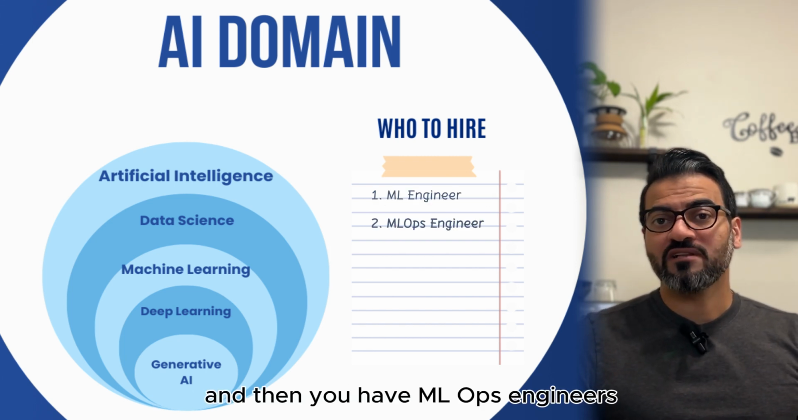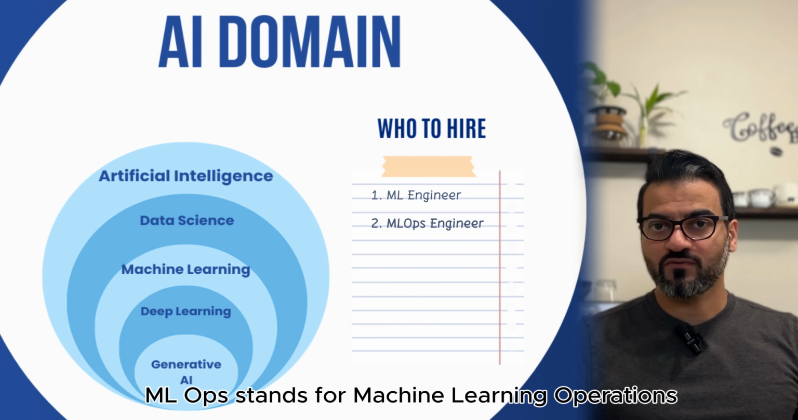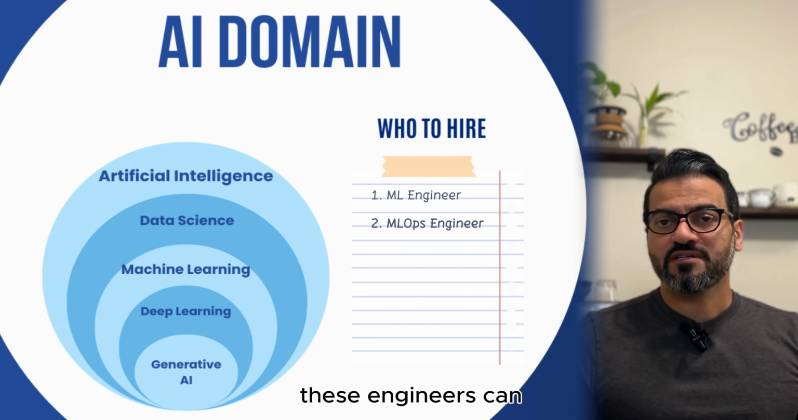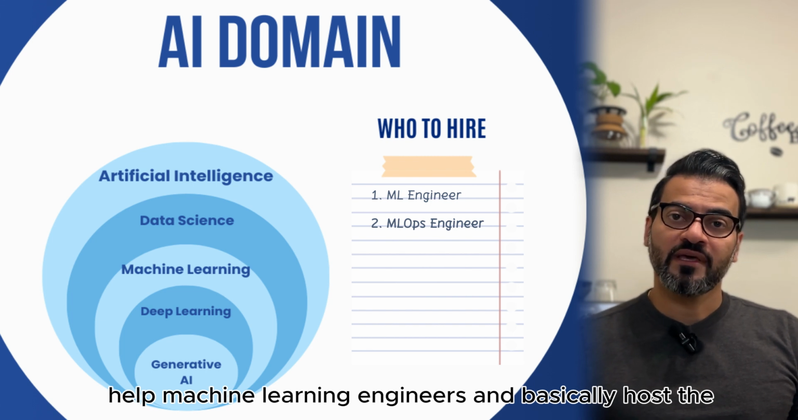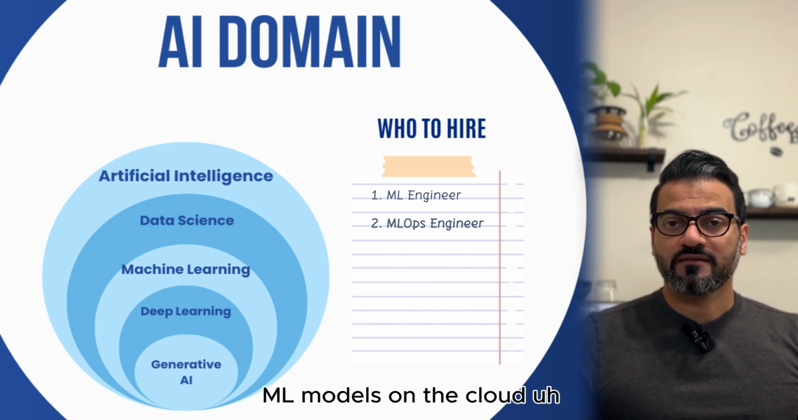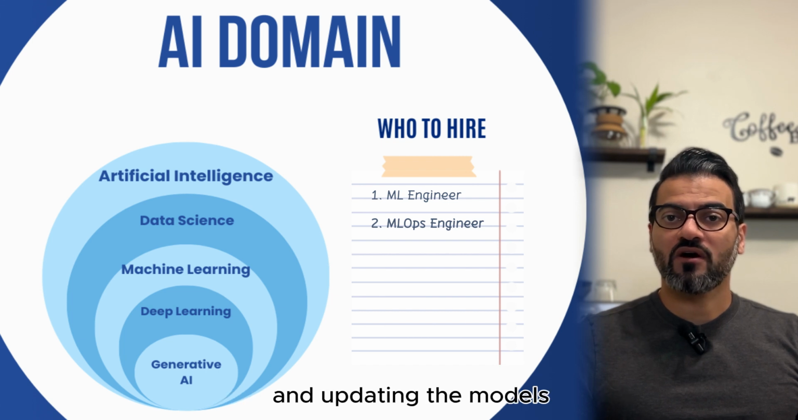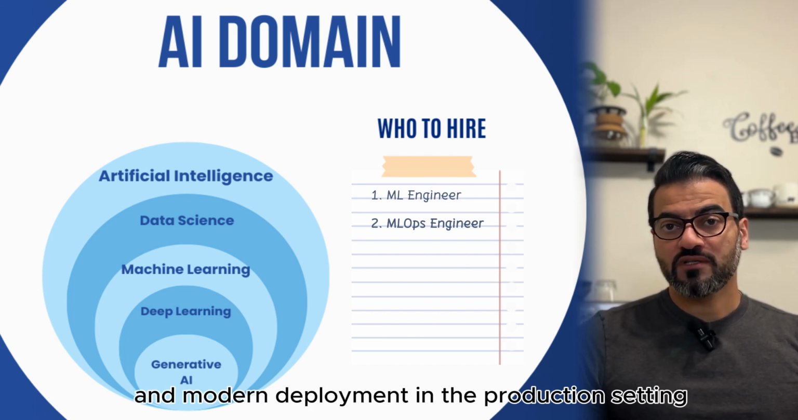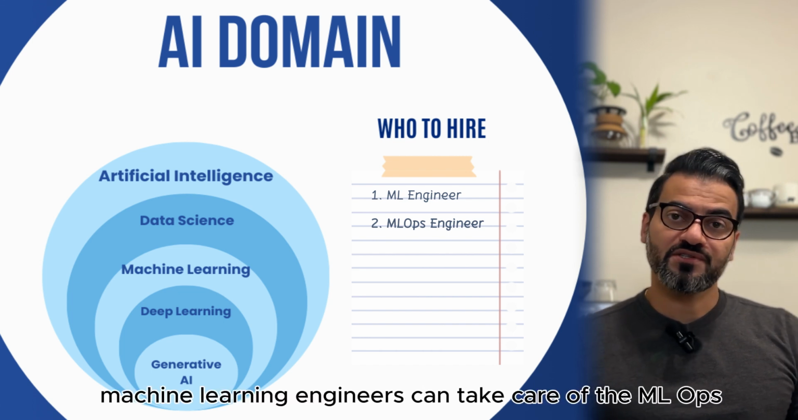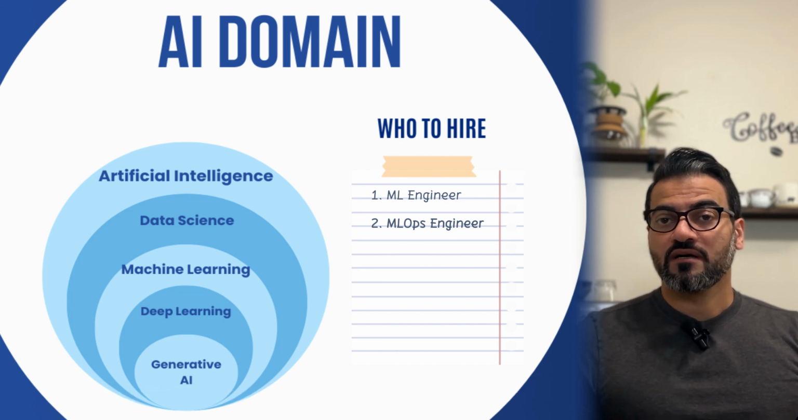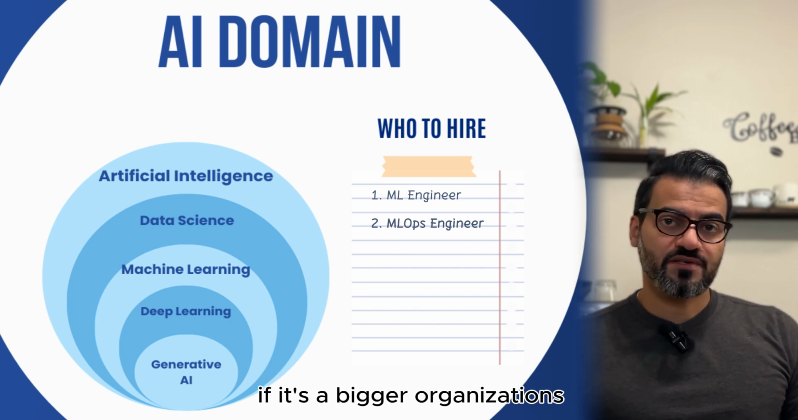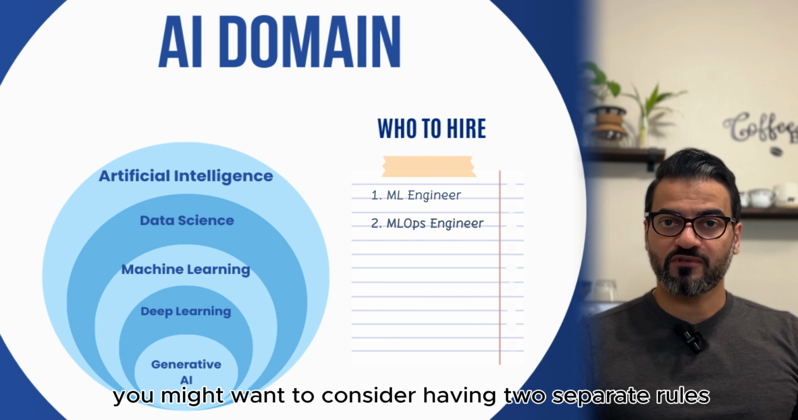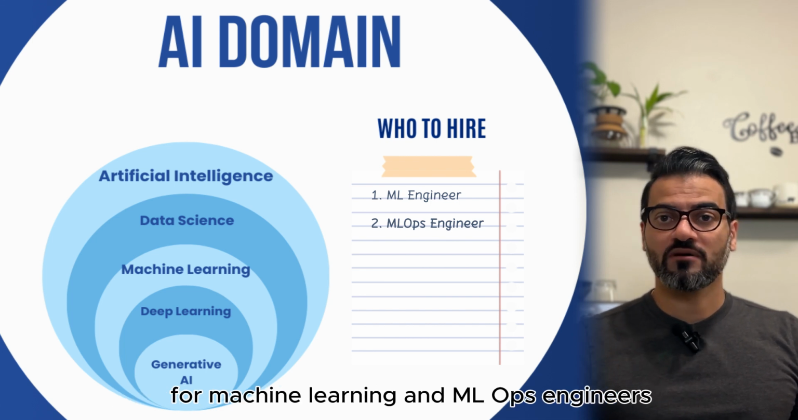engineer. And then you have ML ops engineers. ML ops stands for machine learning operations. These engineers can help machine learning engineers and basically host the ML models on the cloud, take care of the continuous integration and updating the models, and model deployment in the production setting. Sometimes machine learning engineers can take care of the ML ops, but if it's a bigger project, or a bigger organization, you might want to consider having two separate roles for machine learning and ML ops engineers.